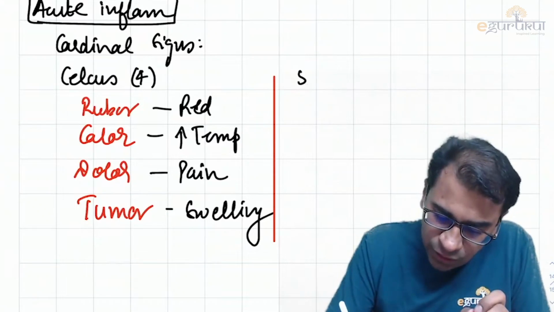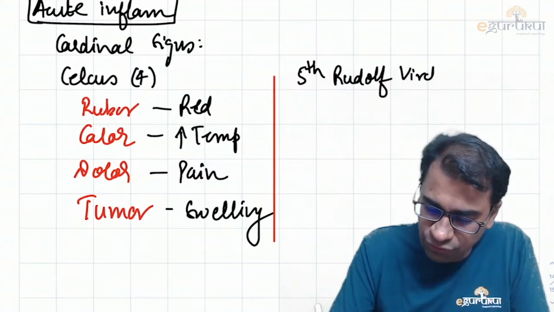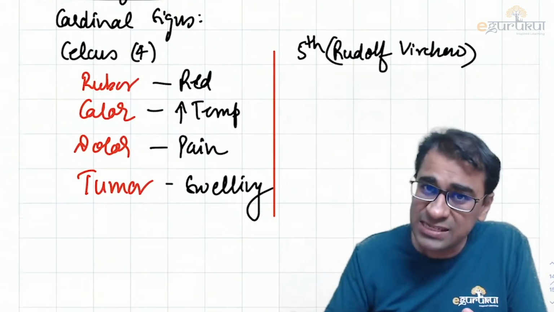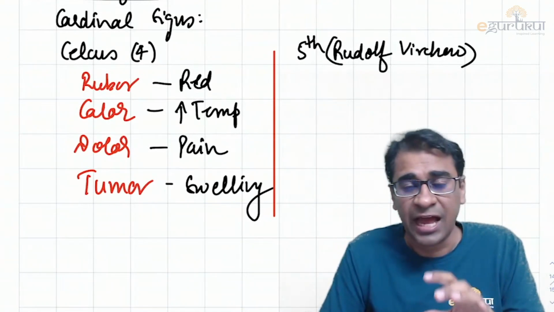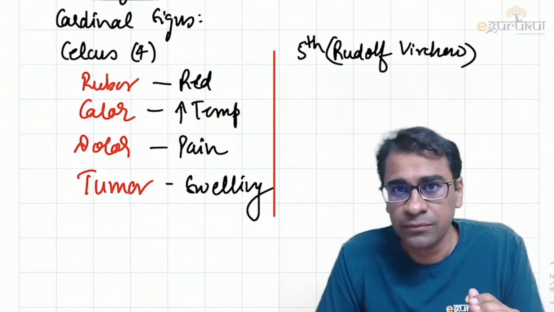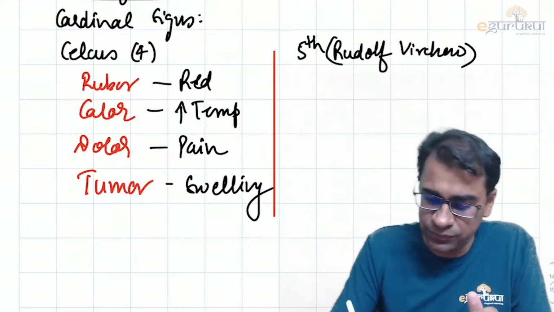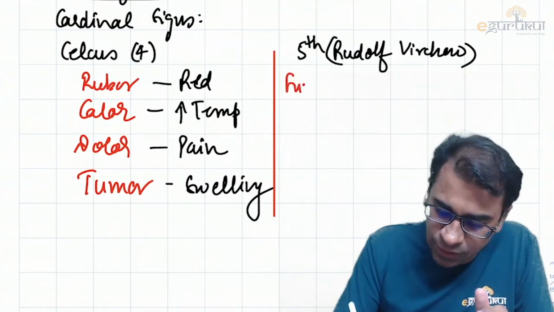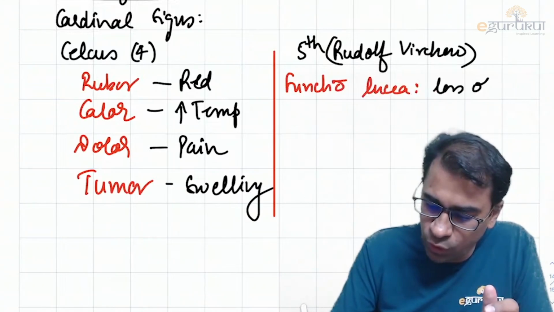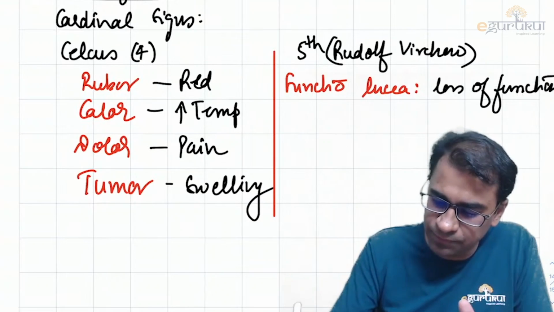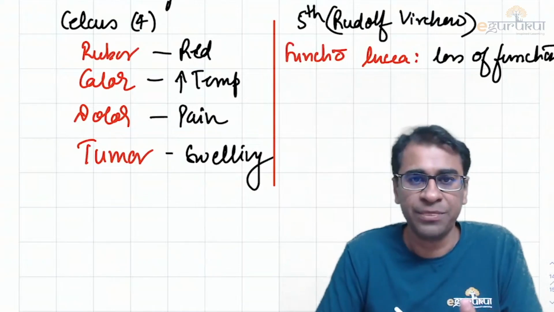Then the 5th sign was given by Rudolf Virchow. He said that whichever site has an inflammation, that site has a loss of function. What happens? There's a loss of function. That loss of function is called functio laesa. It refers to loss of function. Function loss is called functio laesa.